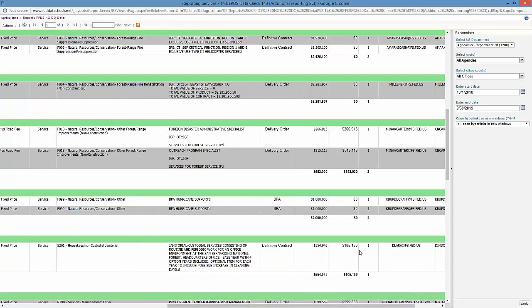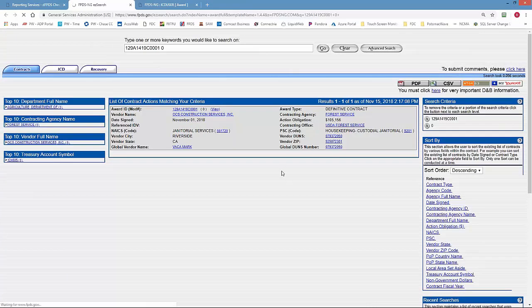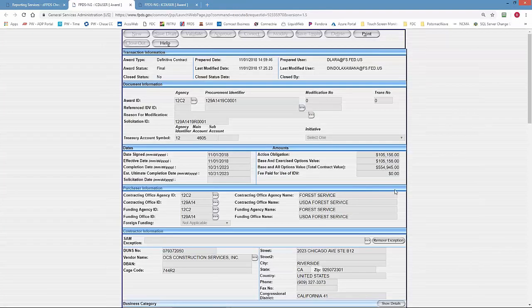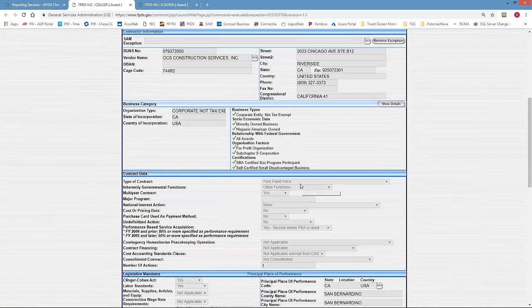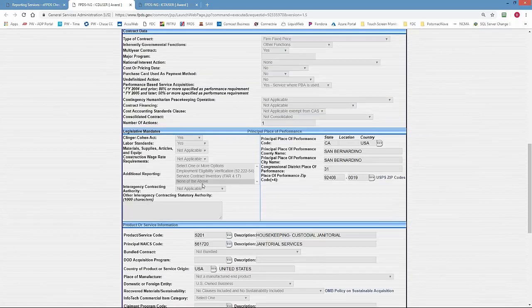Now here's an interesting one. This one is firm fixed price. So there's the based on all options value. There's the obligated amount. Let's take a look at this one. It's over $500,000 BAOV, lower on the obligated amount, so it doesn't even exceed the SAT on the obligated amount. Okay, firm fixed price, so it's not time and materials, it's not labor hours, and it's not cost reimbursement. It is for a service, and again, I've got none of the above here.